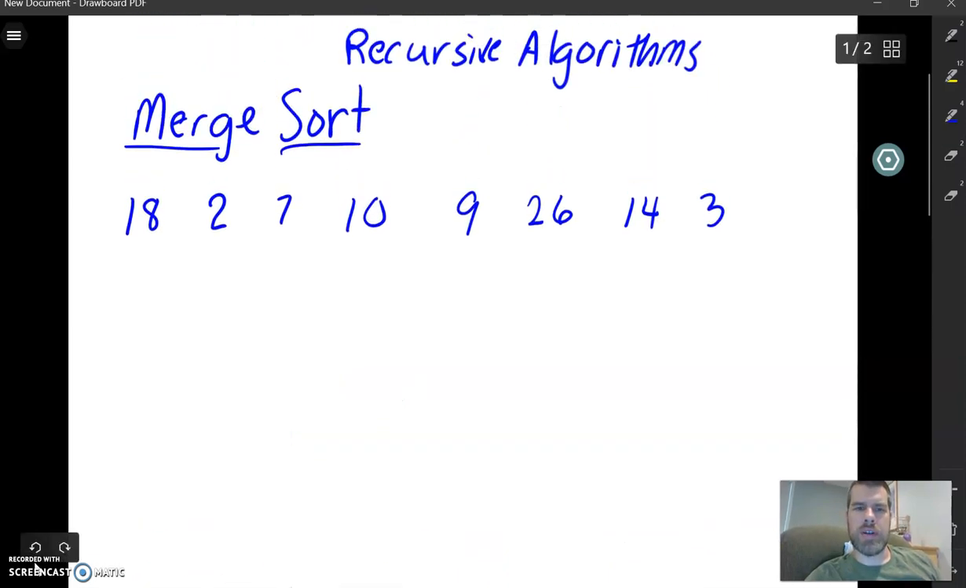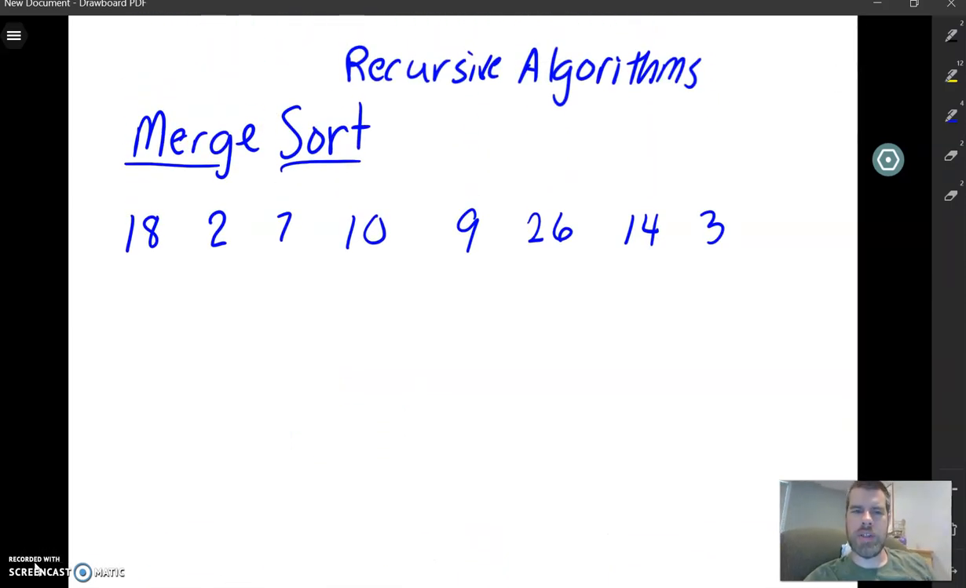I am going to briefly describe merge sort. I'm not going to have you code this one. It's a bit much for distance learning like this. Usually I have students do it during class, but it takes a few days and it's kind of a thinker. It's a really wild algorithm.